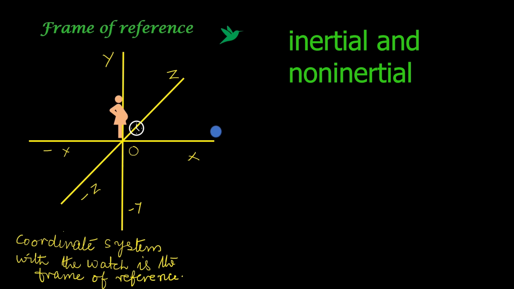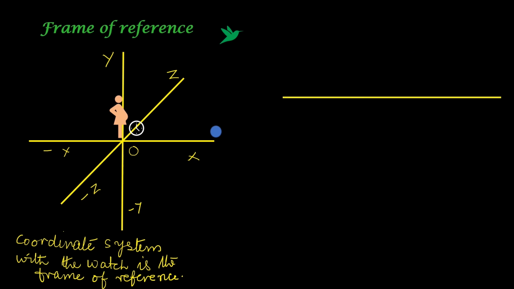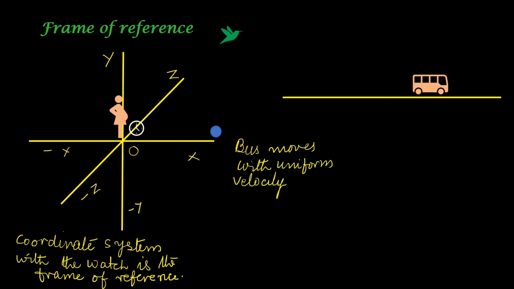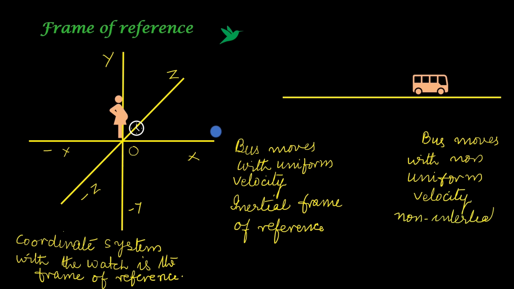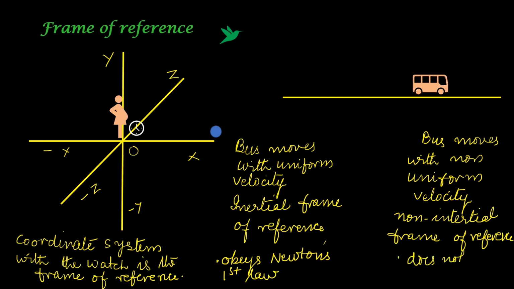Let us consider we want to know or study the motion of a bus. Then we have to travel in the bus and then study the change in position with reference to time. If the bus is moving with uniform velocity, then the frame of reference that is considered there is inertial frame of reference. On the other hand, if the bus moves with non-uniform velocity, then the frame of reference is known as non-inertial frame of reference. Inertial frame of reference obeys Newton's first law of motion. Non-inertial frame of reference does not obey Newton's first law of motion.